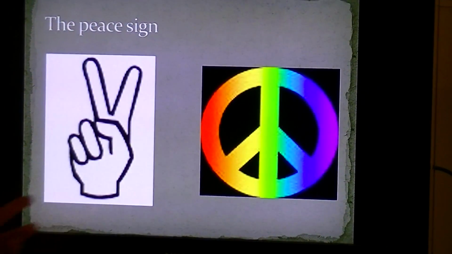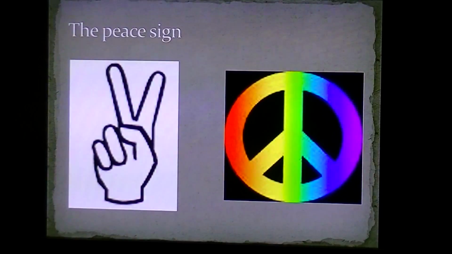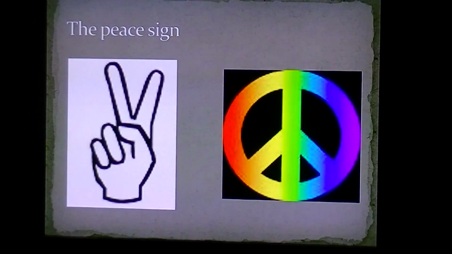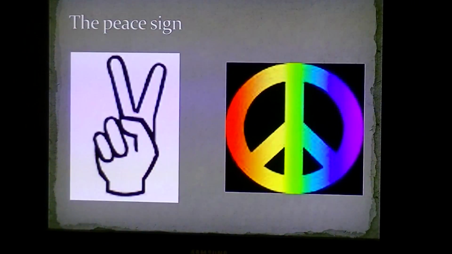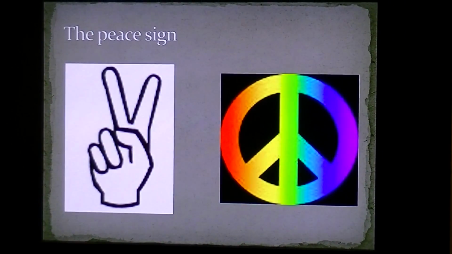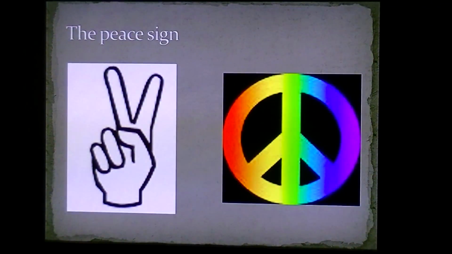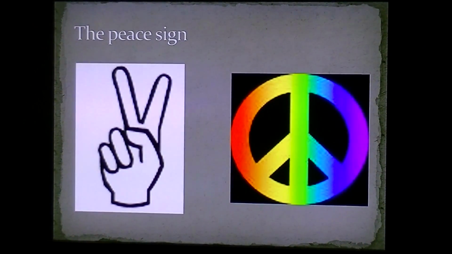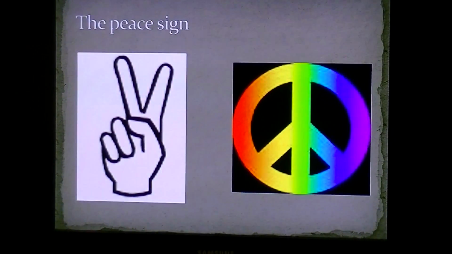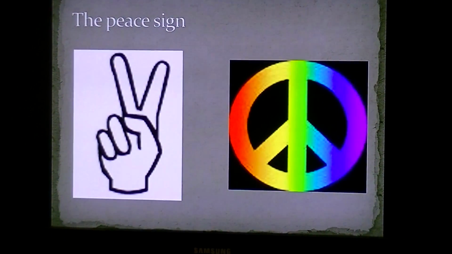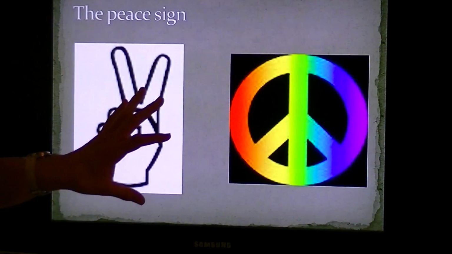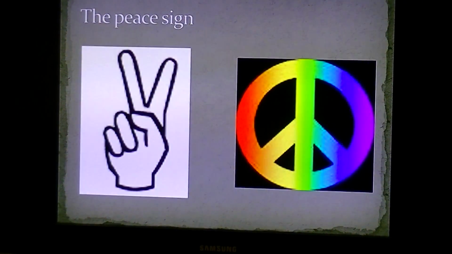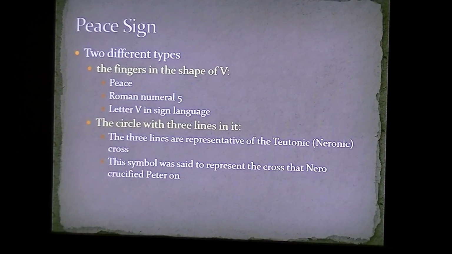But the other peace sign over there, it was popular in the 70s. When you look at that, okay, I can see peace. But if you look really closely, the symbol in the middle is an upside down broken cross, which represents the cross that Nero used to hang Peter. And that just goes to show you another way that Satan takes the beauty of the cross and twists it.